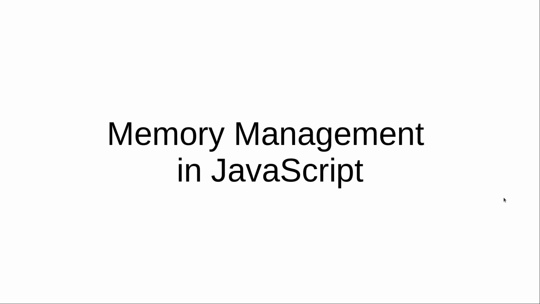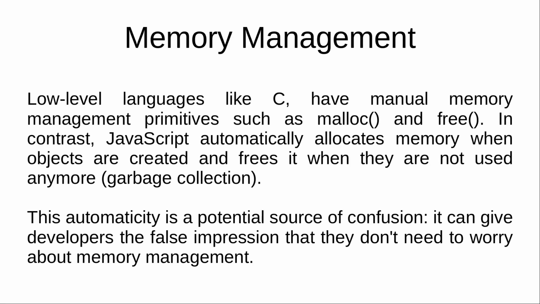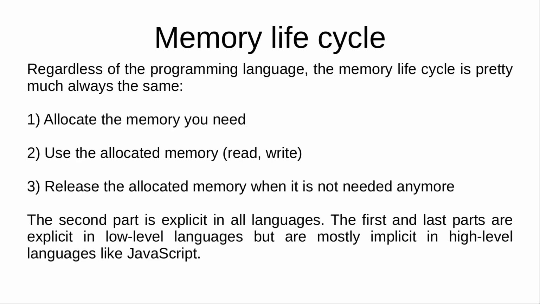In this video training we will be learning about memory management in JavaScript. Low-level languages like C have manual memory management primitives such as malloc and free. In contrast, JavaScript automatically allocates memory when objects are created and frees it when they are not used anymore, that is garbage collection. This automaticity is a potential source of confusion. It can give developers the false impression that they don't need to worry about memory management.